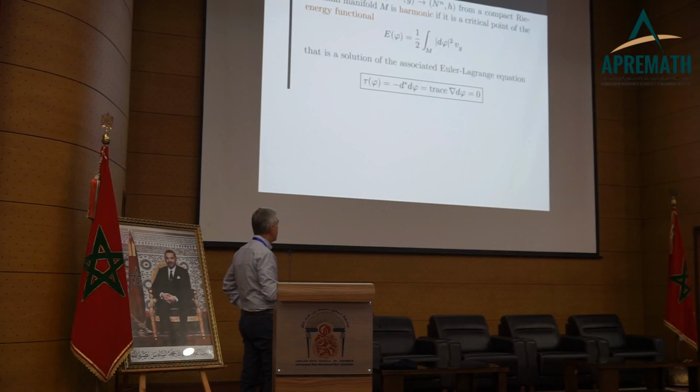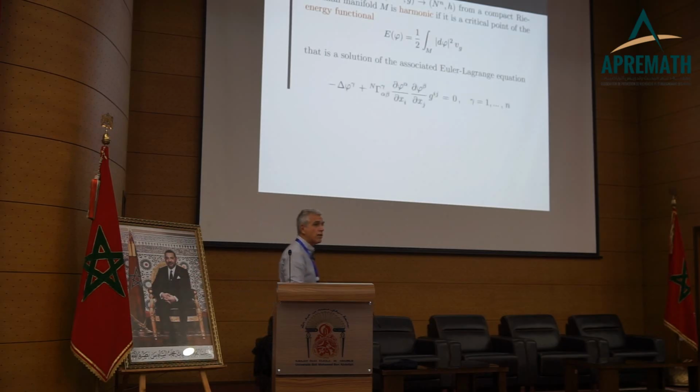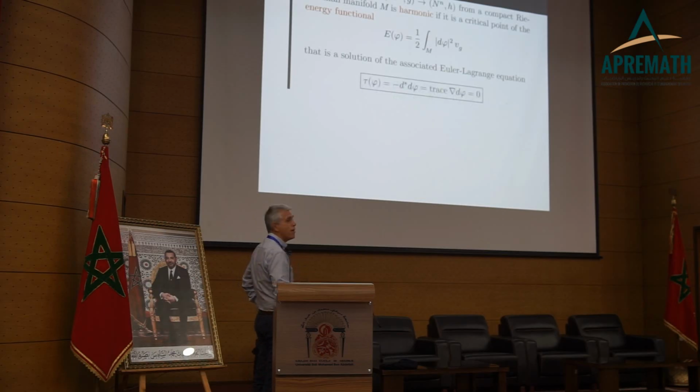And if you want to have an idea of this equation, you can look at it in local coordinates. And now you realize that you have one first term, which is the Laplacian of the component of the map, phi gamma, and then you have one term which is not linear. In fact, this one is an elliptic semilinear system of PDE. But I will not use the analytic expression.